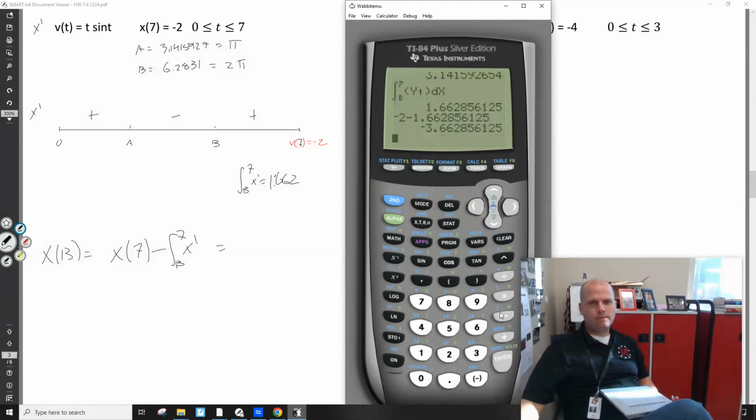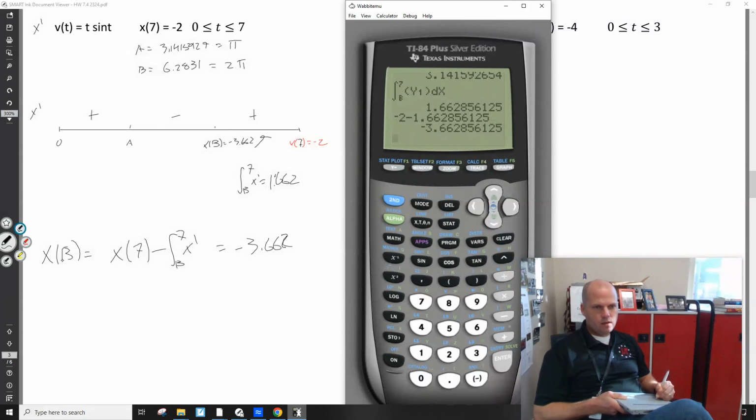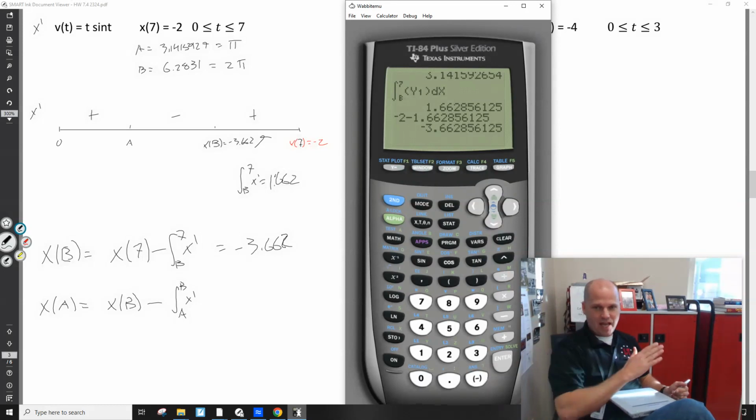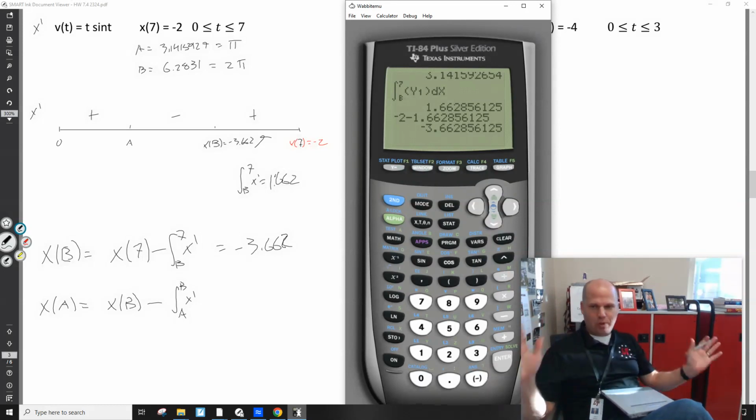All right, since I increased to get to -2, I must be coming from a more negative position. X of A will equal x of b minus the integral from A to B. Don't go B to A. Make sure you go A to B. If you go B to A, then you would have to add, because going from B to A brings you backwards. It will be an opposite value as A to B.